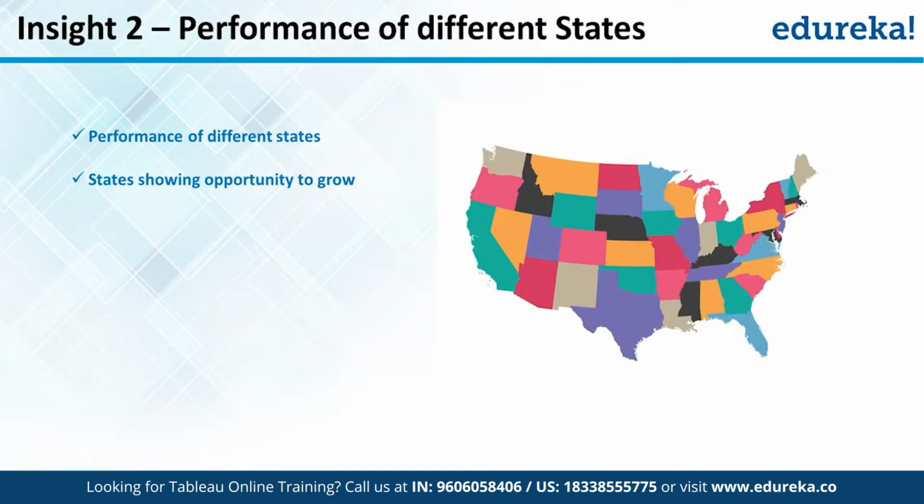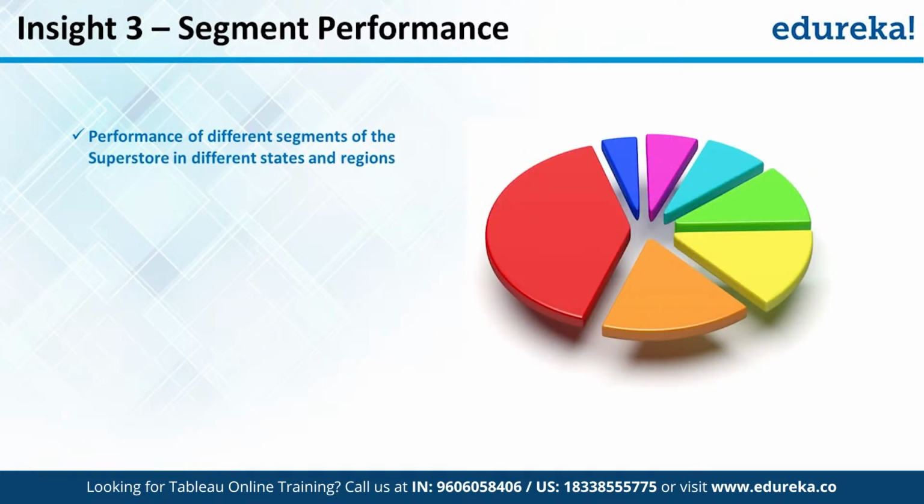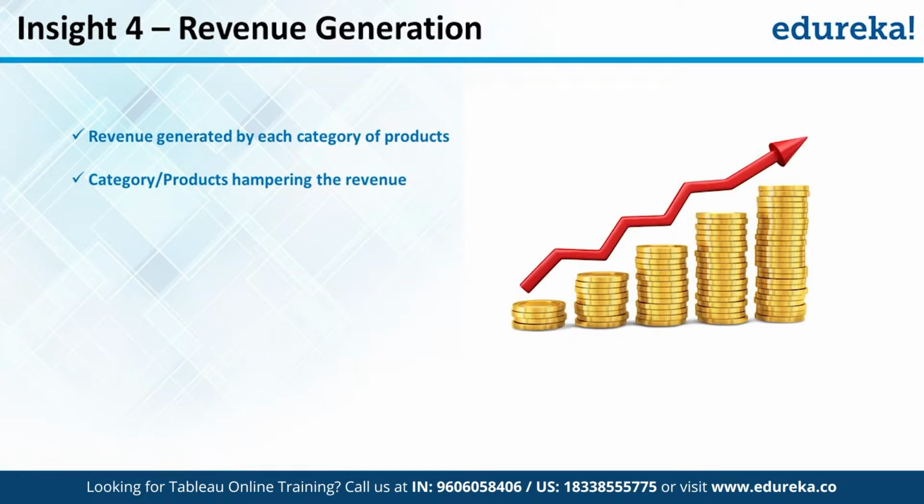Second, how different states have performed so far? Which states are showing promise to grow and in which states the investors should stop investing? The third question will be, how different segments of the superstore is doing in terms of sales and profit in different regions as well as states. Fourth, how much revenue is getting generated by each category? Which all category or products are hampering the revenue of the organization?